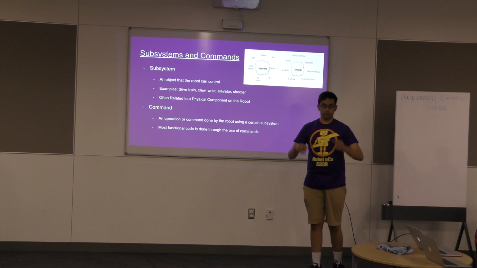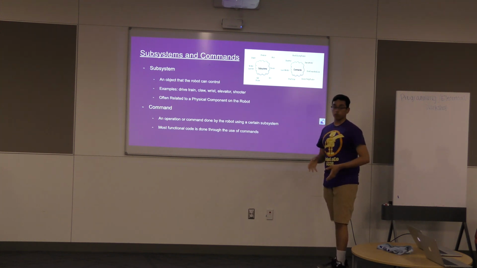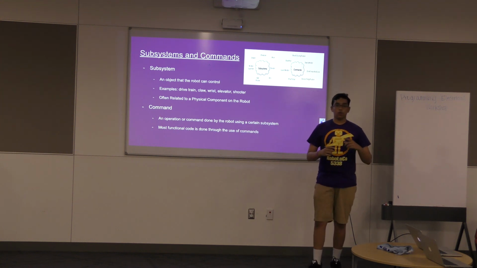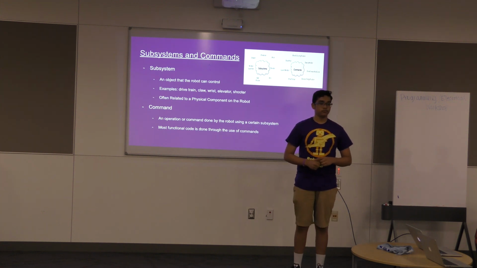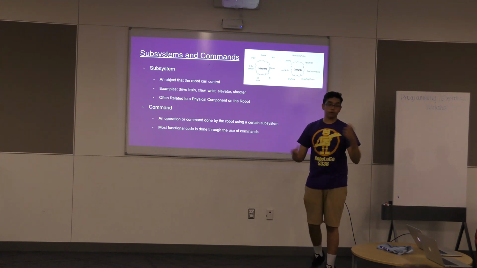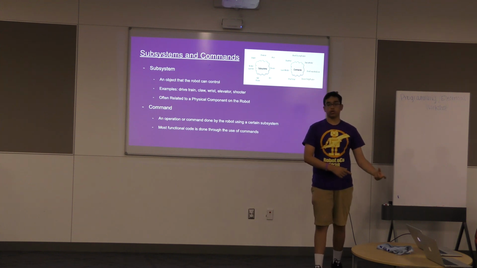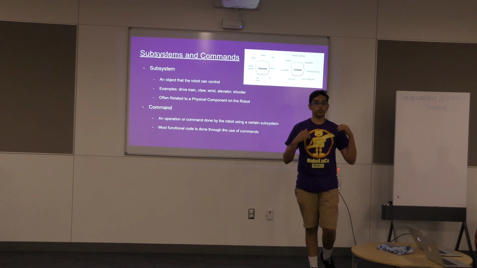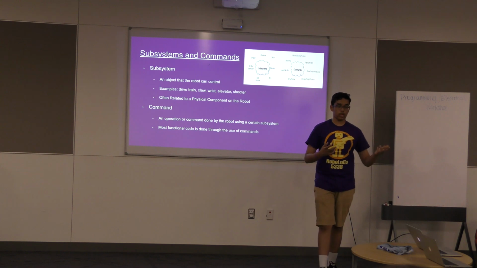A vision system is on the robot too, with cameras and sensors. A command is something that you can do with the subsystem. Can anyone give me an example of what I can do with a drivetrain? Drive. Exactly. So a simple command for that subsystem would be drive forward. That's a command associated with the subsystem. Now, what's an example of a command associated with an elevator? Go up, go down, climb.